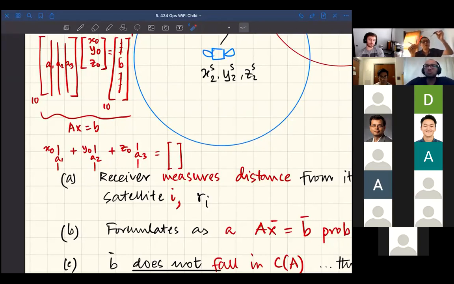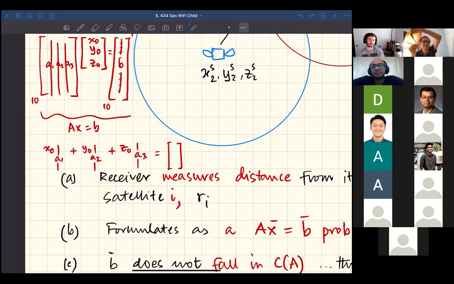No, okay, so Lucas, and for everyone, this B may or may not fall in this R3. If it does, then we have a solution. If it doesn't, then we don't have a solution. So it's either 0 or 1 solution.